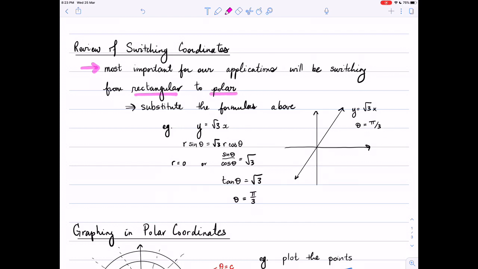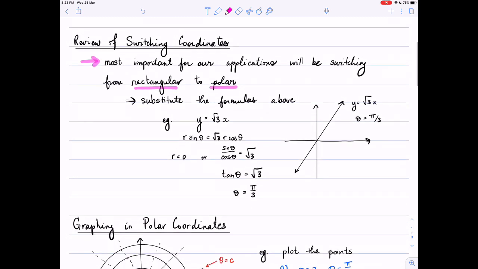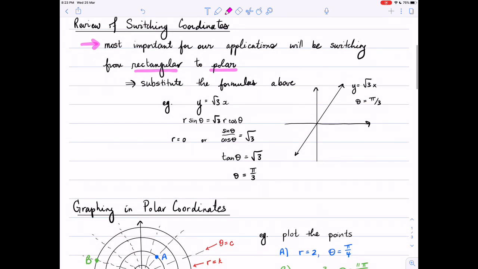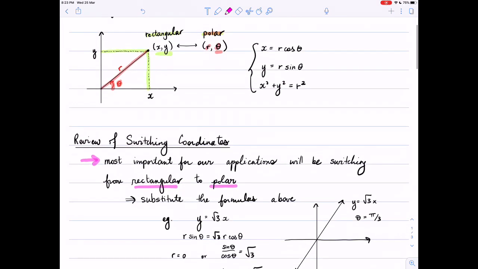We practiced in class going the other way as well. That's going to be less important. So let's just review going from rectangular to polar. So for an example here, we're going to substitute. The way we go from rectangular to polar is by substituting those formulas above, the formulas right here.